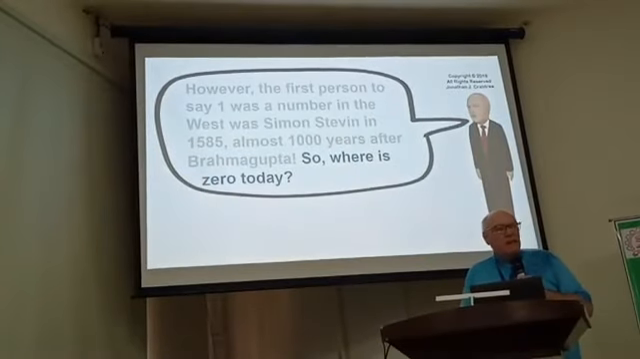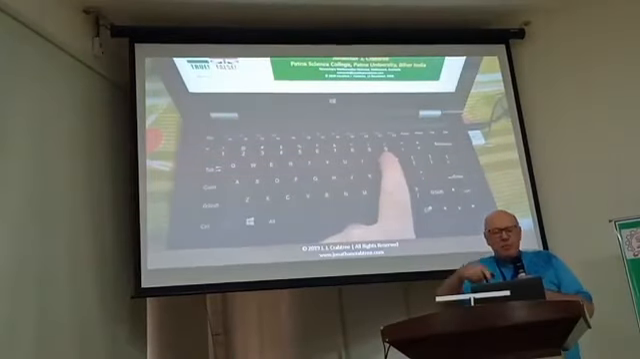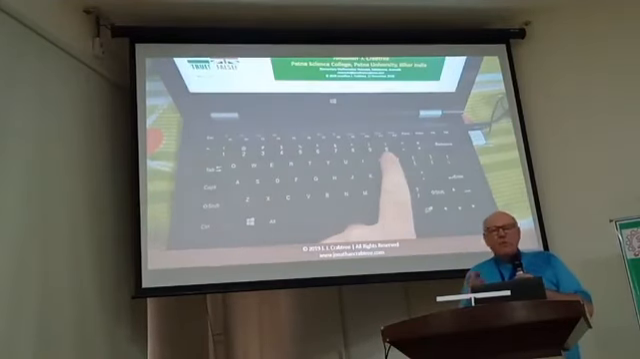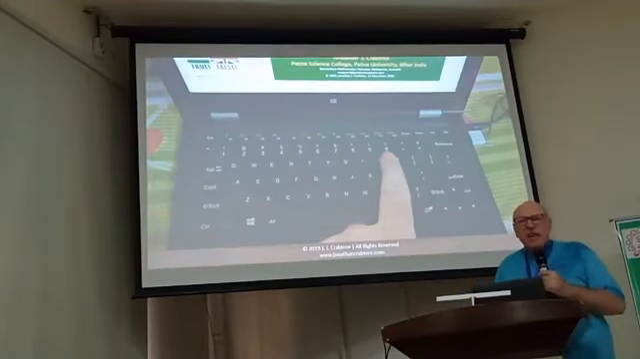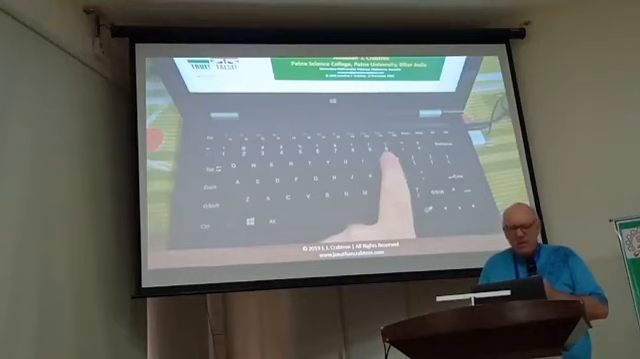So where is zero today? Well, this is my laptop, and that's where zero is on my computer. It's in the wrong spot. Why is it there? Because it's an afterthought. All numbers start at one. All other charts of counting from 1 to 100 start at one. What's the only number that is never said when children count all the way from 1 to 100? Zero is never even heard when children count from 1 to 100.